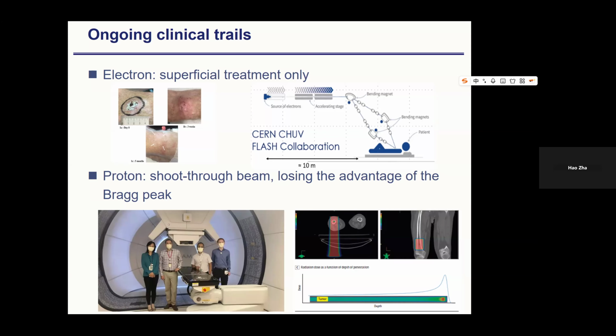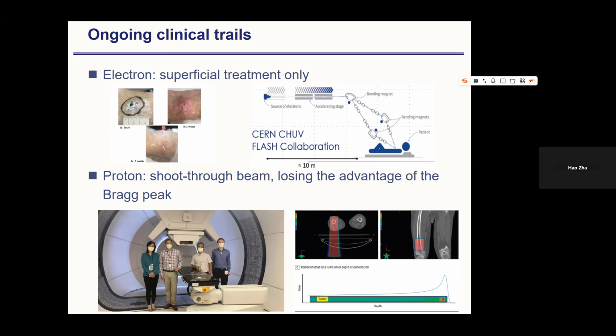If we want to treat a deeper tumor, we can use protons. But because of the challenge of switching the energy, nowadays people can only use shoot-through beams. It means that we are losing the advantage of the Bragg peak. I believe that one day, once a device meets all the requirements, clinical trials of flash radiotherapy can progress very rapidly.